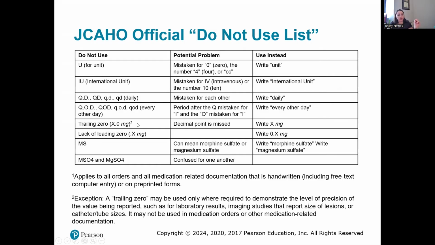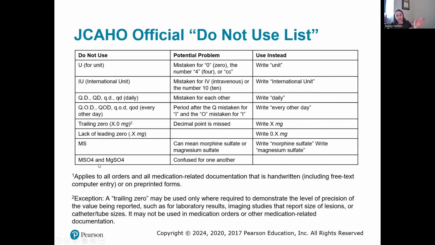Okay, our trailing versus our leading zeros. If we use a trailing zero, so if our answer is 4, we don't put 4.0 because 4.0 looks like 40. We put 4. If our answer is 0.4, we don't put .4 because the .4 could look like 4. We write 0.4. We're going to talk about that in a second.